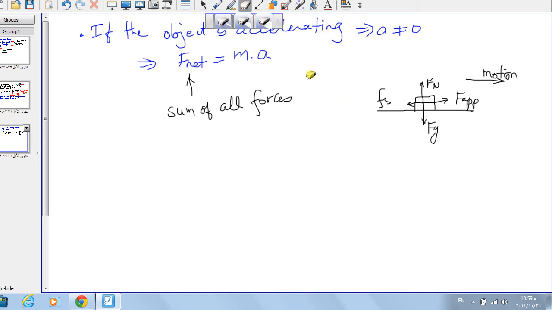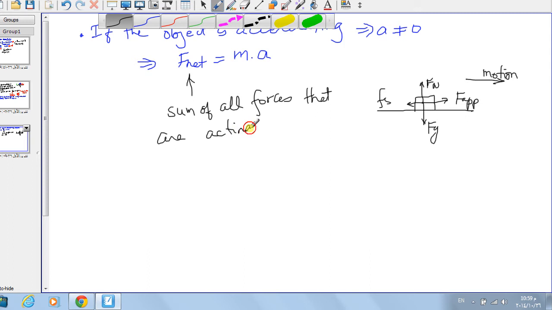So when I say sum of all forces, let me write this: sum of all forces that are acting along the horizontal. In this case, the forces acting along the horizontal are F applied and Fs. Because F applied and Fs are in opposite directions, remember, to find the resultant for two vectors that are pointing in opposite directions, what do we do? Yes, we subtract their magnitudes.